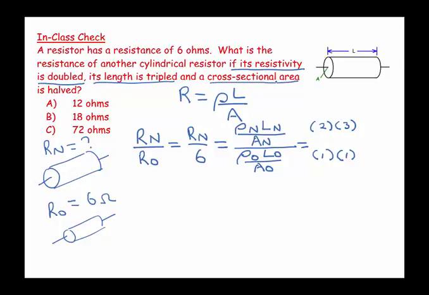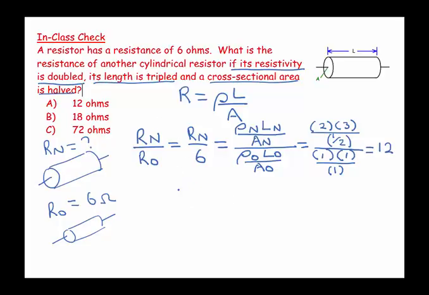And then the cross-sectional area is halved. And so the cross-sectional area of the old one, well, let's call it 1. And the cross-sectional area of the new one, well, let's call it 1/2. So now what I do is I work this out and I say 2 times 3, 6 divided by 1/2 is 12.